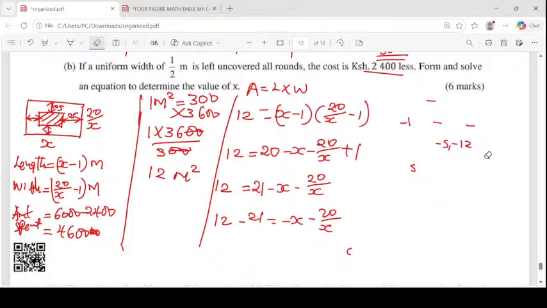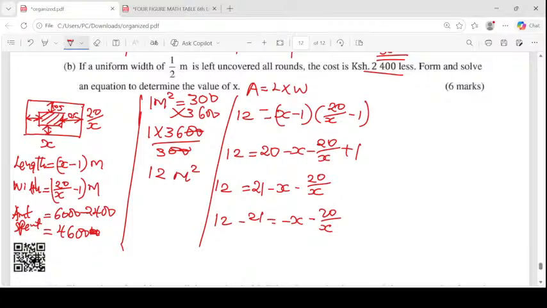Without any struggle here. Let me just erase here and have that bit fixed. Let us see. Yeah, I think now that has been cleaned, I can fix this one well. 12 minus 21, you get negative 9.